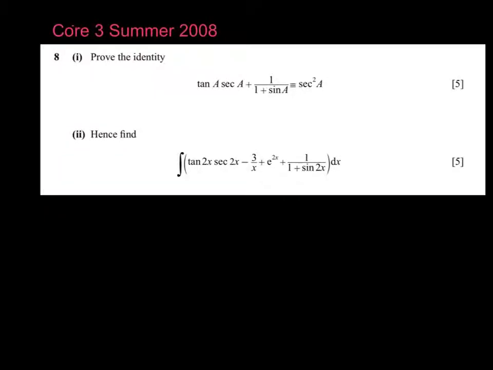Core 3, Summer 2008, Question 8. We're dealing with a trig identity in part 1. Remember, you must always start with the left-hand side.